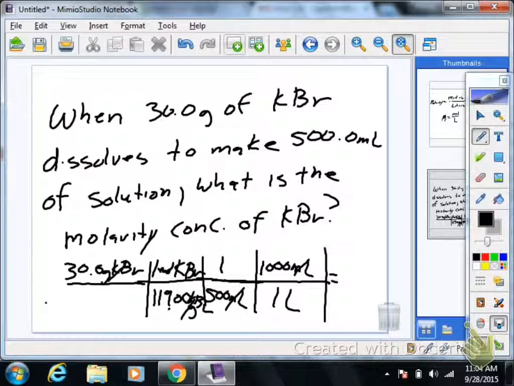Any questions with that? So what you want to do is get moles on top, liters on bottom, then you're done. So that'd be 0.504 molarity of the solution you get. We might have to take molarity and go back and find out how many grams we'd have, so it would be kind of the opposite setup.